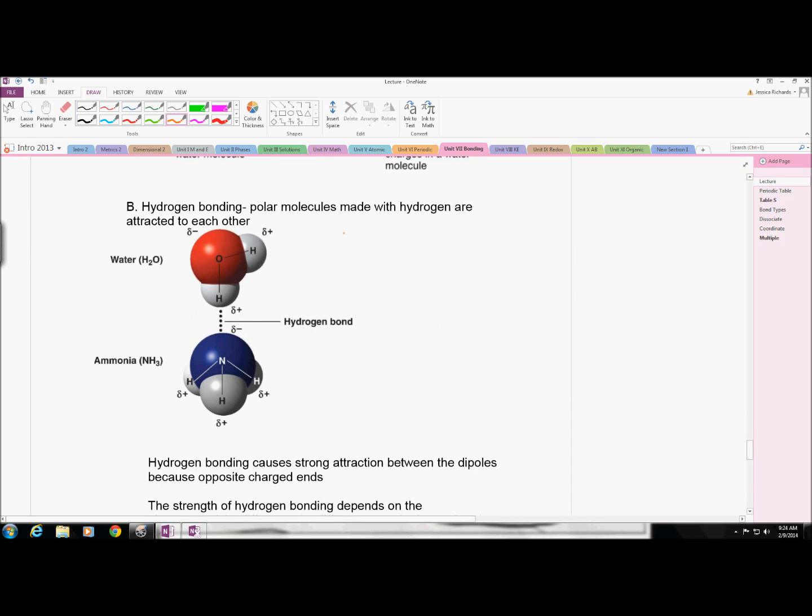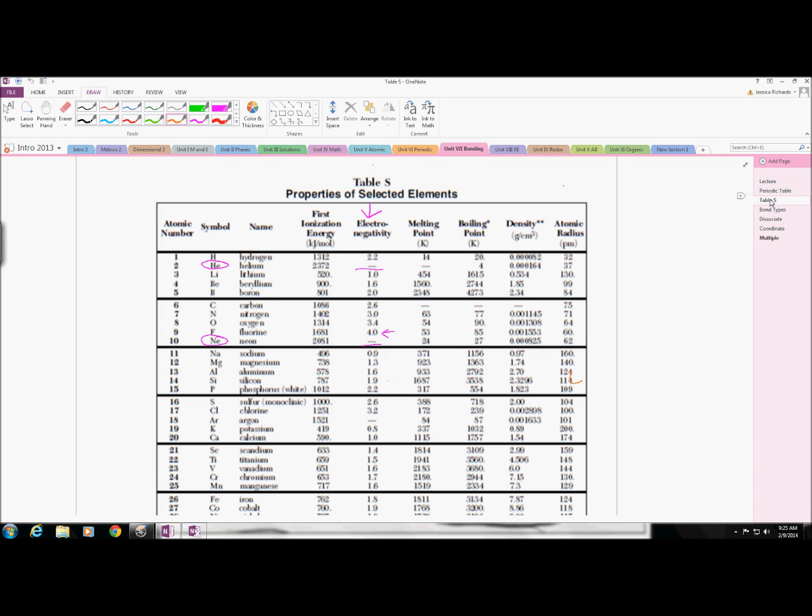Because hydrogen is so small, and it's special because it only has that one electron and no inner electrons, molecules made with hydrogen, if they're polar, tend to be stronger dipoles than polar molecules made with other elements. Now, the bigger the electronegativity difference is between the hydrogen and the other element, so if we go to Table S and we look at electronegativities, hydrogen is 2.2, oxygen is 3.4, nitrogen is 3.0.